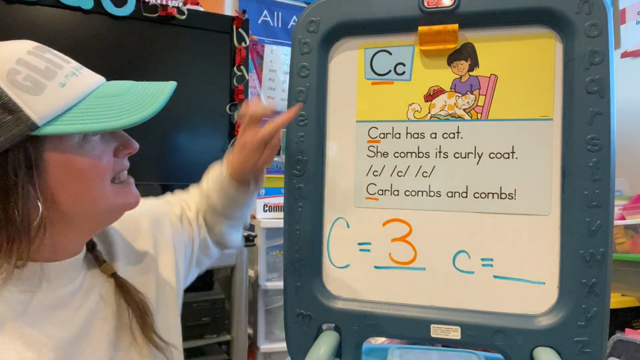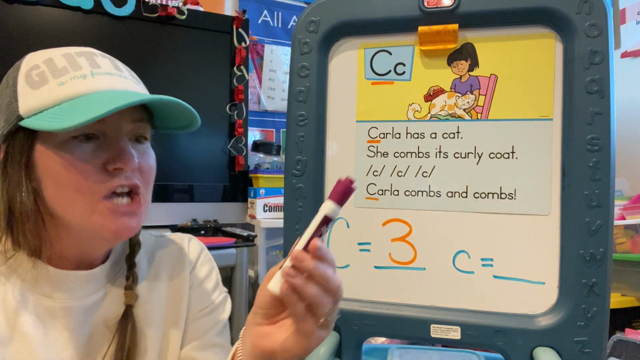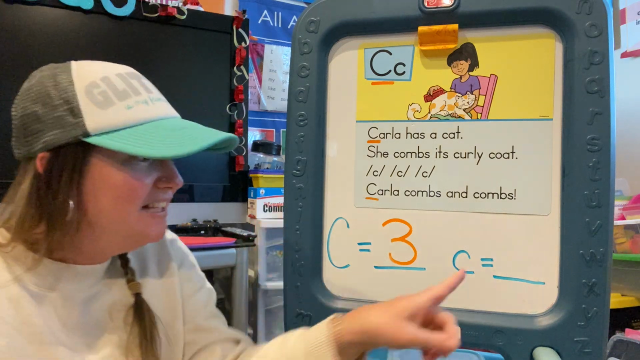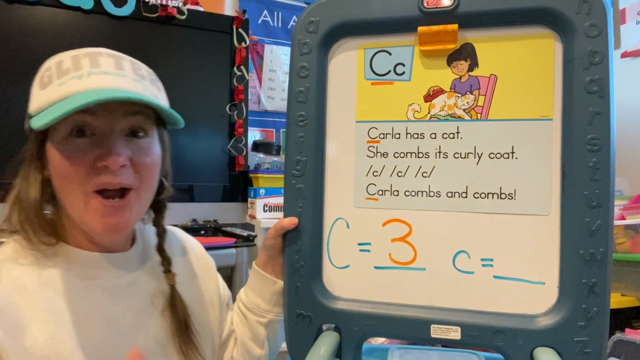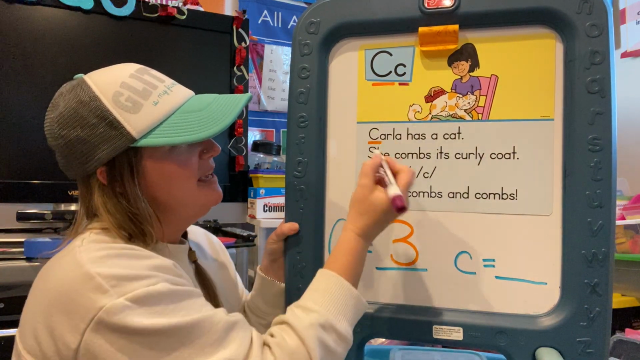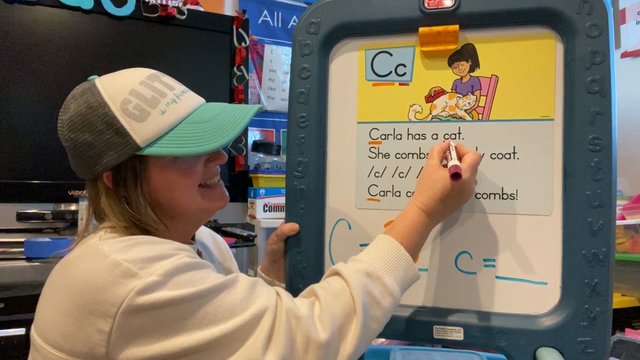All right, I'm going to leave the orange lines up there. And I'm going to take this purplish color dry erase marker. And I'm going to have you guys help me find all the little or lowercase C's. Are you ready? All right, here we go. 1, help me count. No, that's capital. Oh, there it is, cat, lowercase.